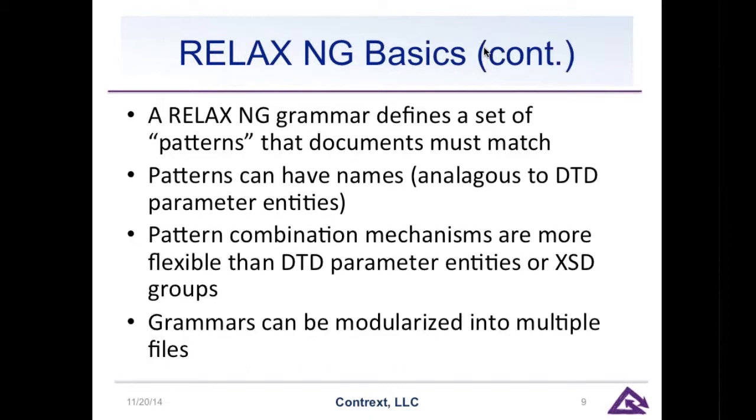All right, so a RelaxNG grammar defines a set of patterns. And those patterns are the patterns that a document must match. RelaxNG is actually a regular expression language. So you're defining a regular expression that your document has to match. And if you get to a point where the regular expression doesn't match the document, the document's invalid. If you get to the end of your regular expression and everything matched, the document's valid. Patterns can have names, and those are analogous to parameter entities in DTDs.